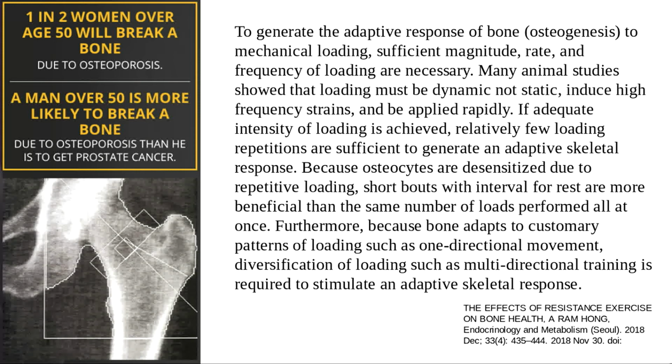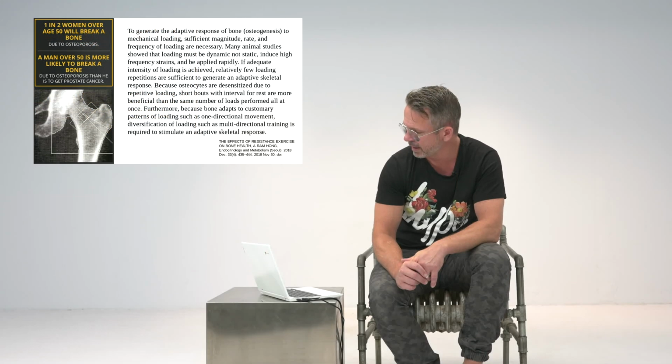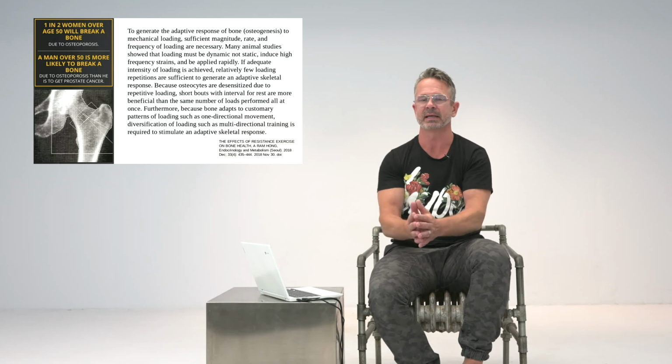So in Canada, as an example, there's 19 million women. They're not all over the age of 50. However, let's say there's a big chunk of it. So that's about 3 million women. Well, 4 million women will break a bone because of osteoporosis. A man over the age of 50 is more likely to break a bone due to osteoporosis than he is to get prostate cancer. Right? And if you're a man, obviously, you don't want prostate cancer.